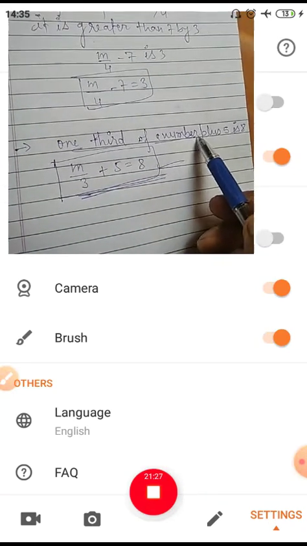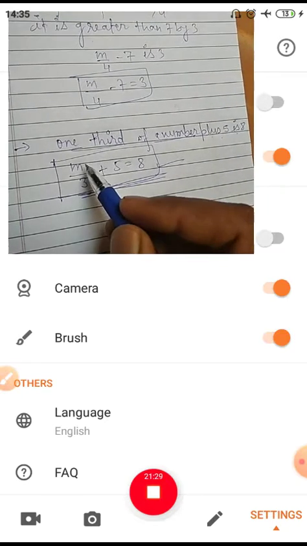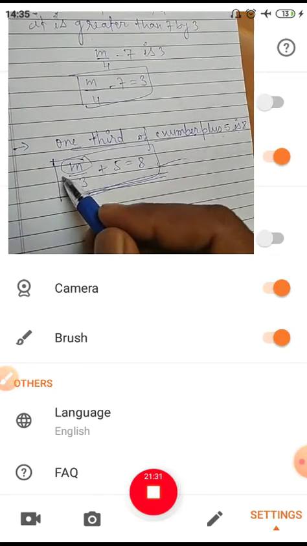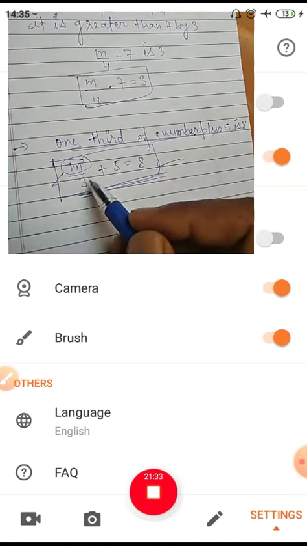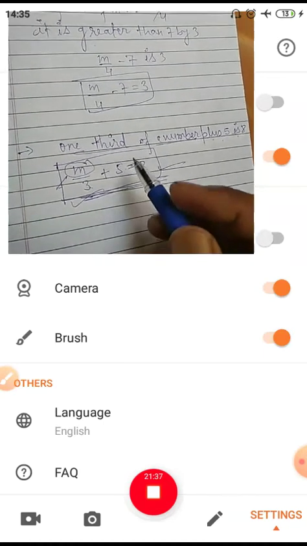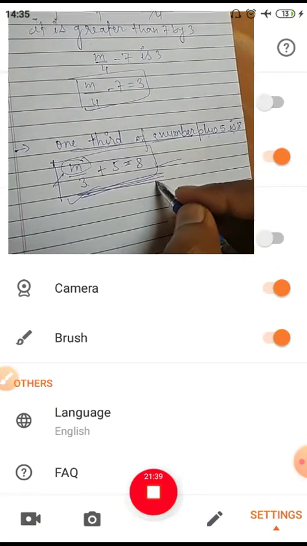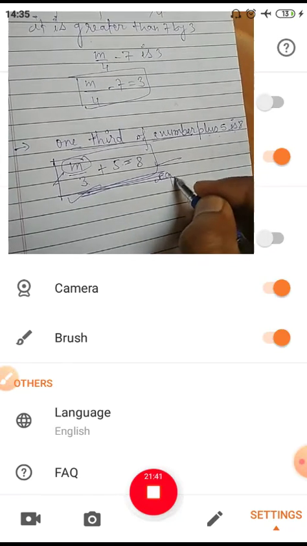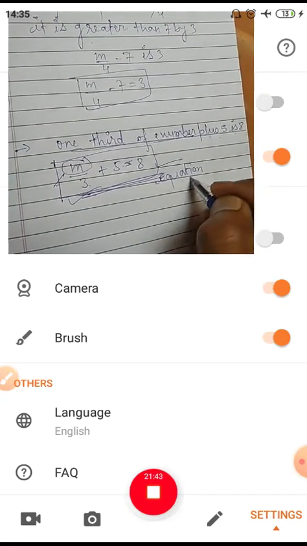One third of a number plus 5 is 8. So we choose that number as m. So 1/3 of m is m upon 3, plus 5 is equal to 8. It is in equation form.